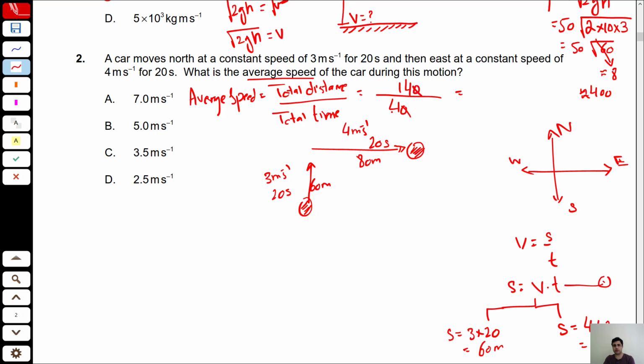Now we have to simplify these. The 0s cancel out, 2 4s are 8, so we have 7 divided by 2, which is around 3.5 meters per second. So there we have it. Part C is the answer. Total distance, total time: find the total distance and divide by the total time. Alright.